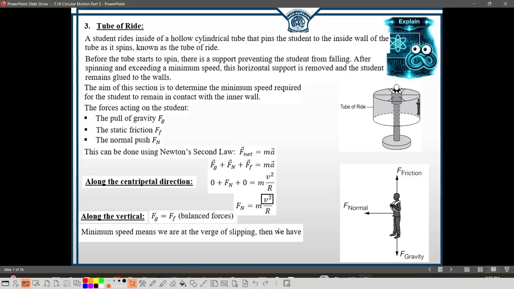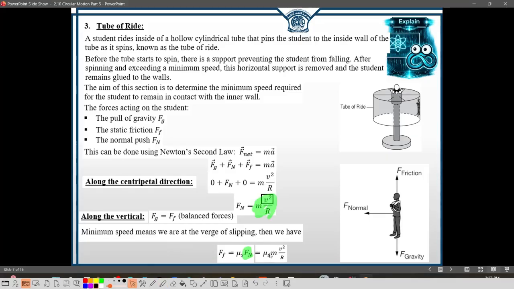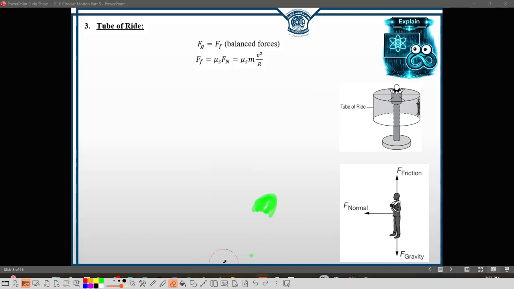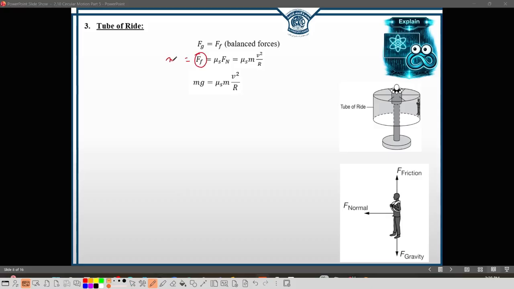Now, minimum speed means we are at the verge of slipping. Then we have Ff is equal to mu s times Fn. Remember that the Fn is found to be mv squared over r, so we can replace it here. So instead of Fn, in the equation, I will use mv squared over r. So Ff is equal to mu s times mv squared over r. Now since the Ff is balanced with the Fg, I can replace the Ff with mg. So actually the mg is equal to mu s mv squared over r. We have found it here.